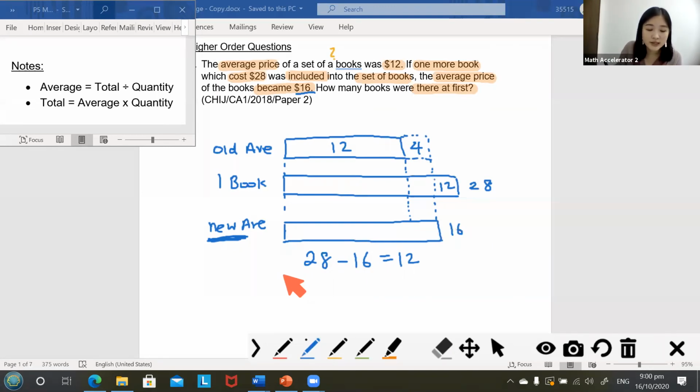Okay, so in order to find that out, we need to take this 12 here, right? Each book in the old average can receive 4 each, $4 each. So that will tell us that, yes, divide by 4, correct? So you'll get 3 books. Because this $12, if each of the old average can receive 4, it can distribute out to 3 books only. So how many books were there at first? 3.